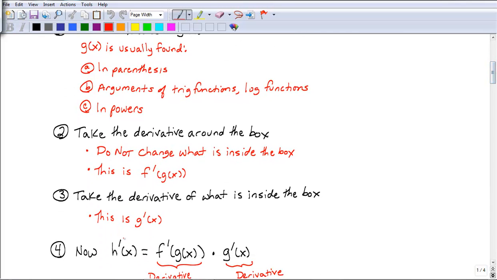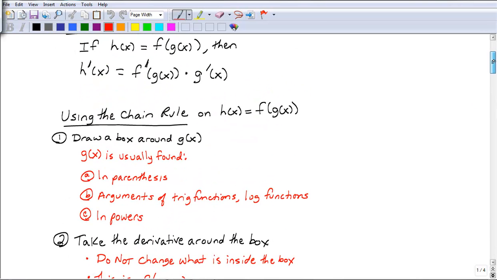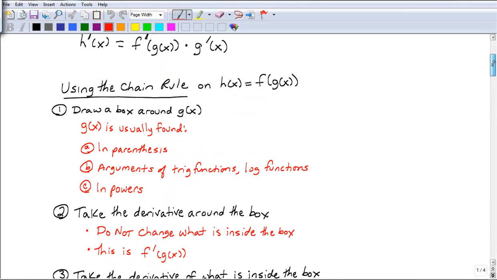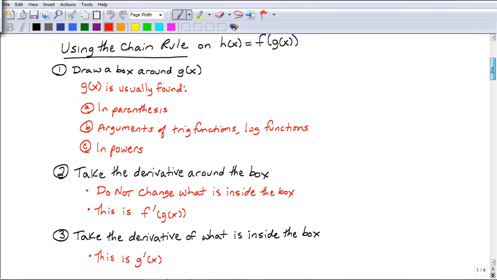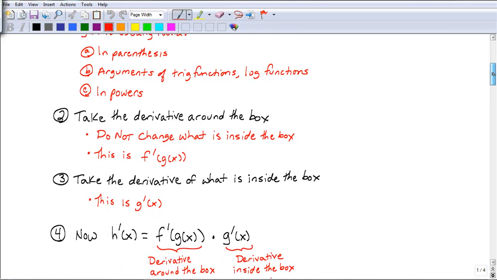And then you take the derivative of what's inside the box. That's the g prime of x in the chain rule there. And then you multiply those two things together: the derivative around the box, which is step 2, times the derivative inside the box, which is step 3. So once you get good at drawing boxes around g of x, then you take the derivative around it and inside it, and the chain rule's not so daunting. But you have to get used to it. Eventually you don't have to draw the boxes.